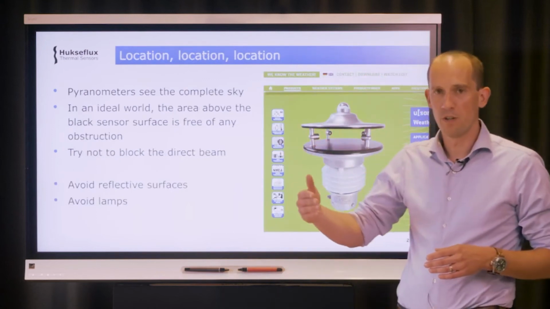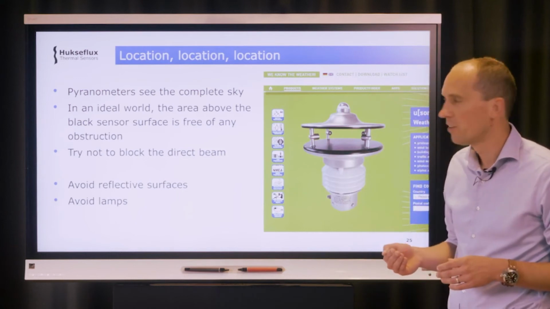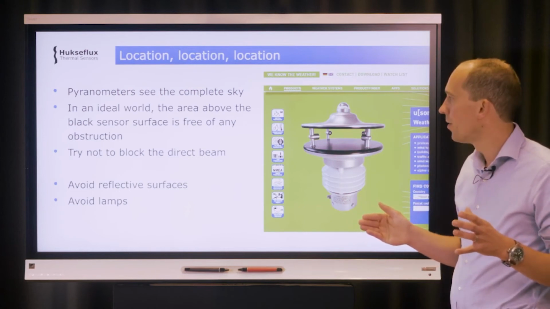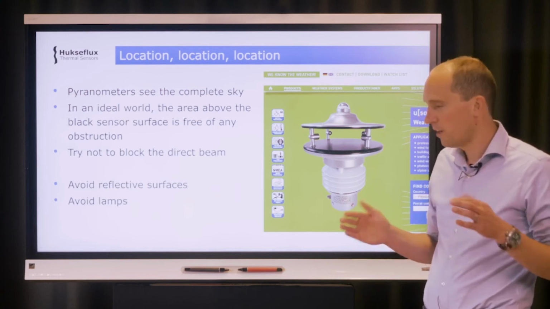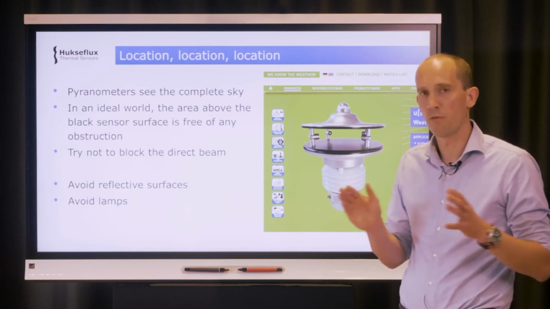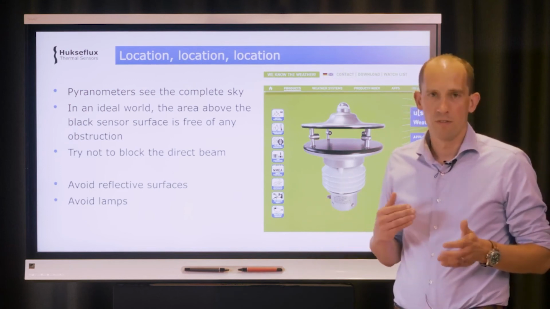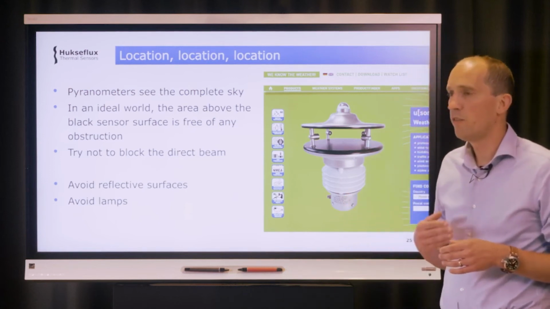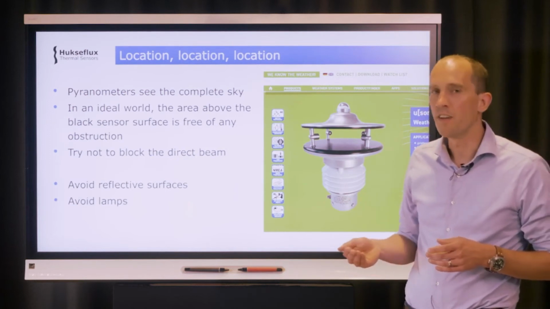So when using a pyranometer, the first thing to start with is location. Where will you place this instrument? Now realize that pyranometers see the complete sky. So in an ideal world, the entire area above the black sensor surface in a complete circle around the instrument is completely free of obstructions. Now that's often not achievable, but the least you can try to do is not to block the direct beam at any day of the year.